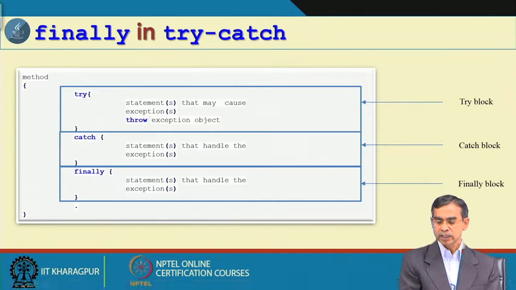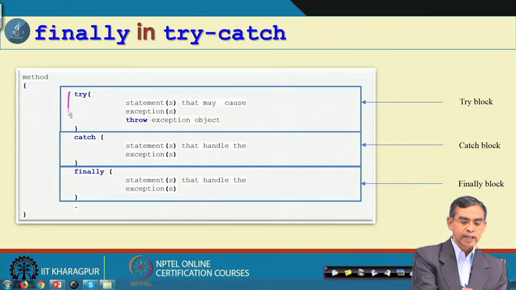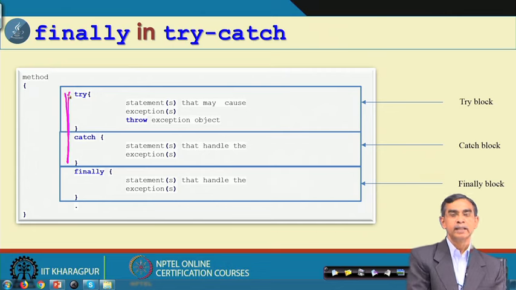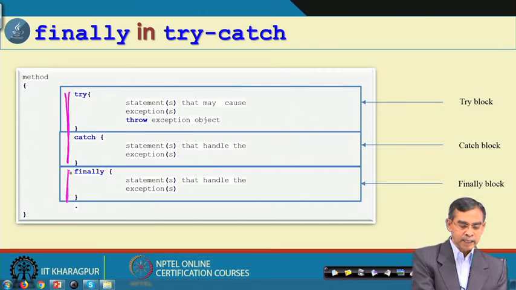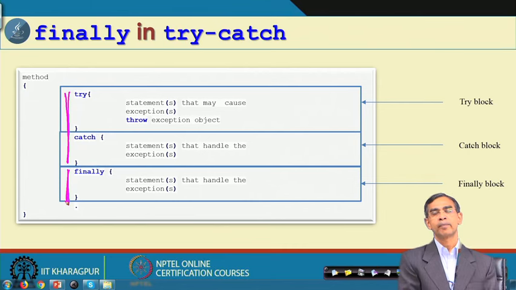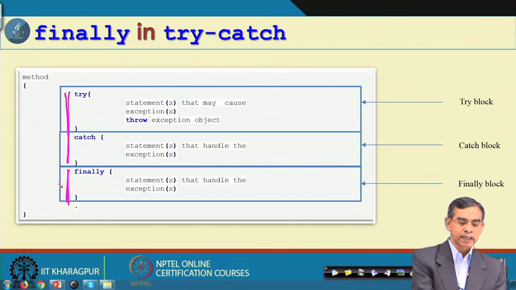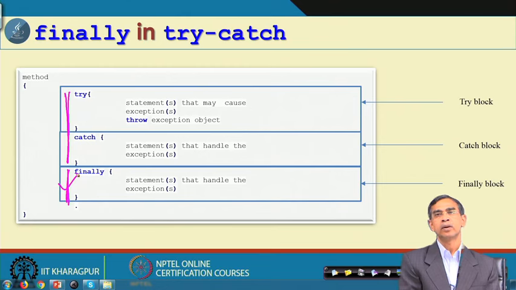The idea about this finally is that we have already learned about try-catch, and then it contains another block called finally. The idea is that whether an exception occurs or does not occur, the finally block will always execute for you. This means that it always executes this code.